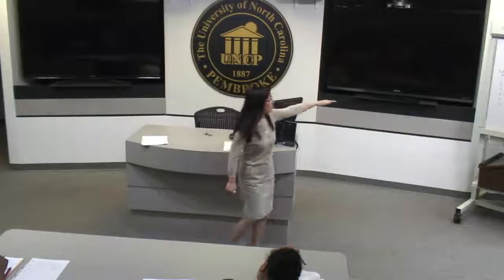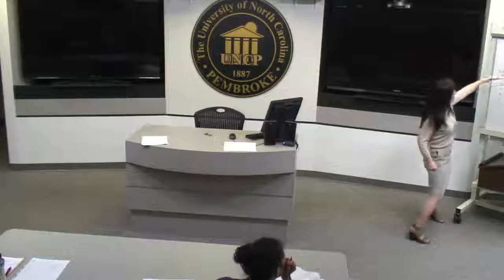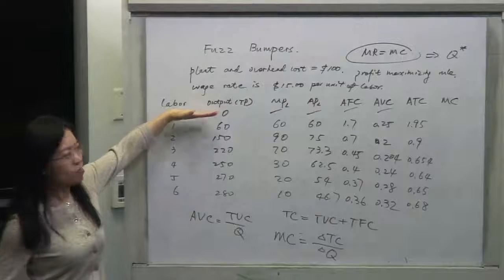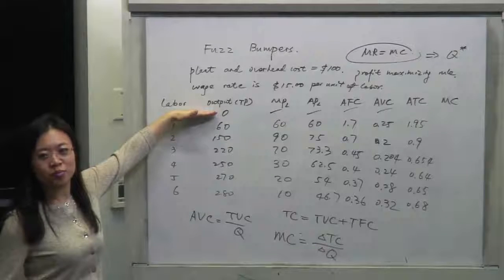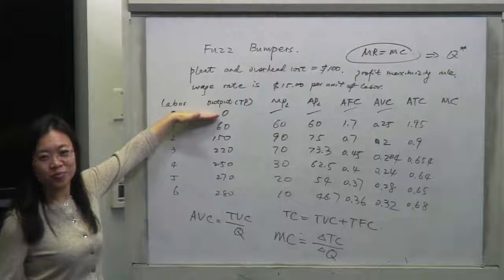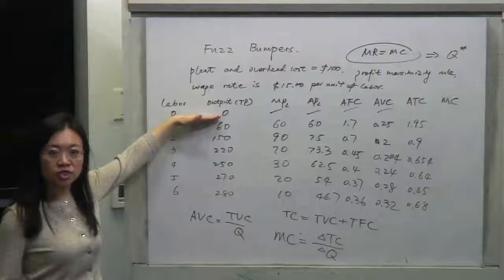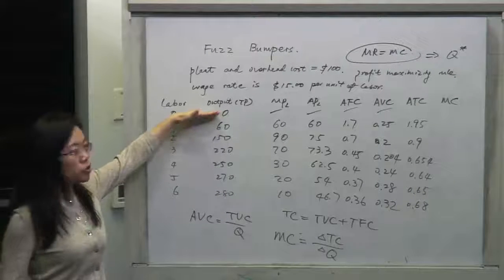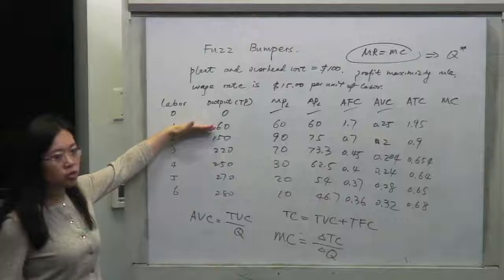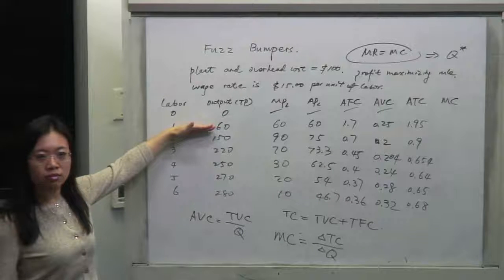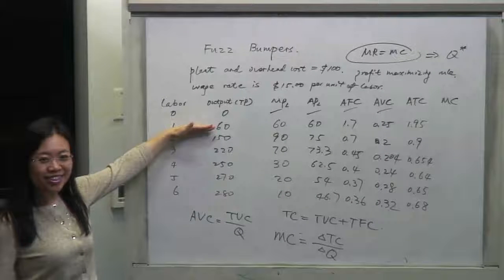What is the total cost at this point here? At here. You sure? It's 100. Don't forget the overhead cost, the fixed cost is always there. So the total cost is just $100. How about total cost here? 200? 115? 100?